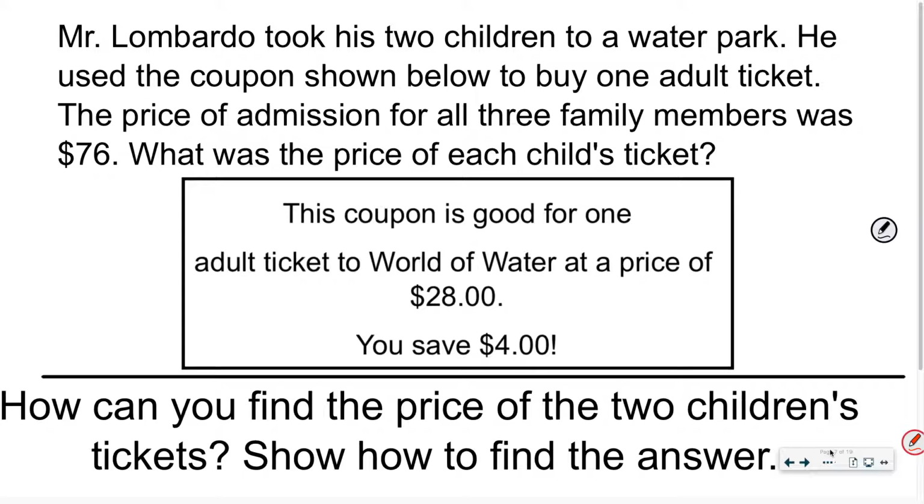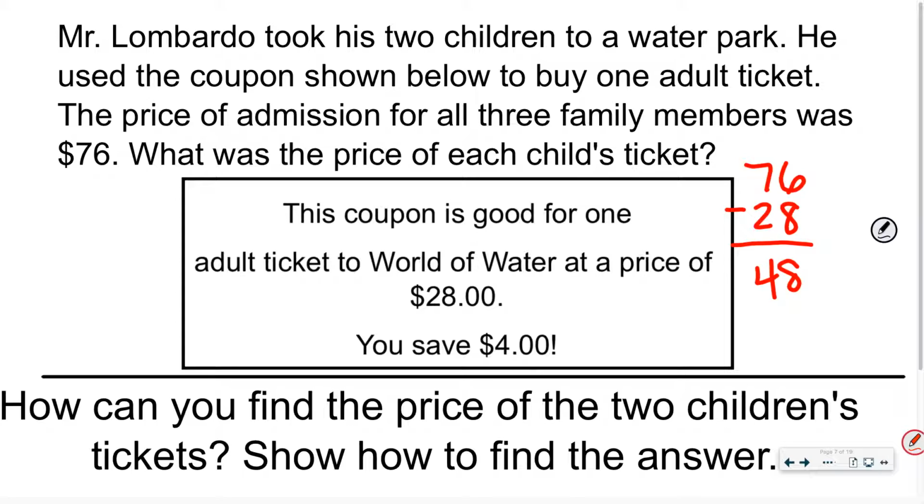Subtract 76 out of 28. Okay, so Kevin's like, I know the total 76. I'm going to take 28 away. Why are you taking 28 away there? Because you know that that's the price of the adult ticket. What are you left with? 48. Okay, and then what is that 48 in words?